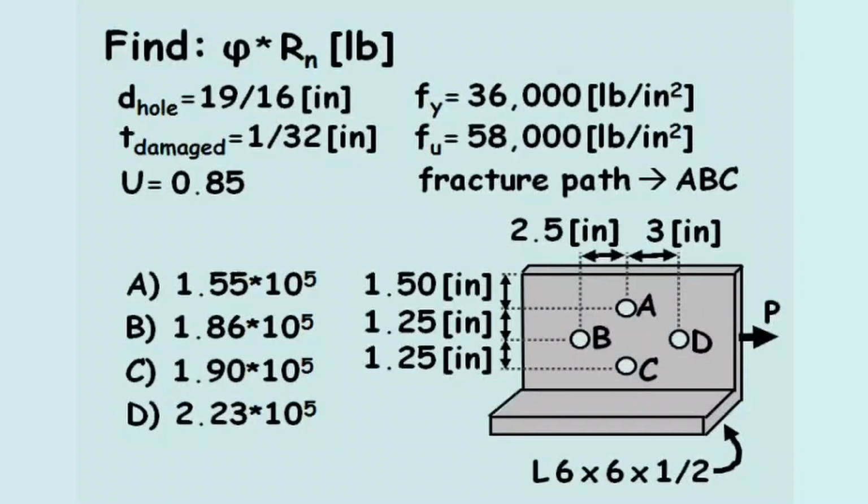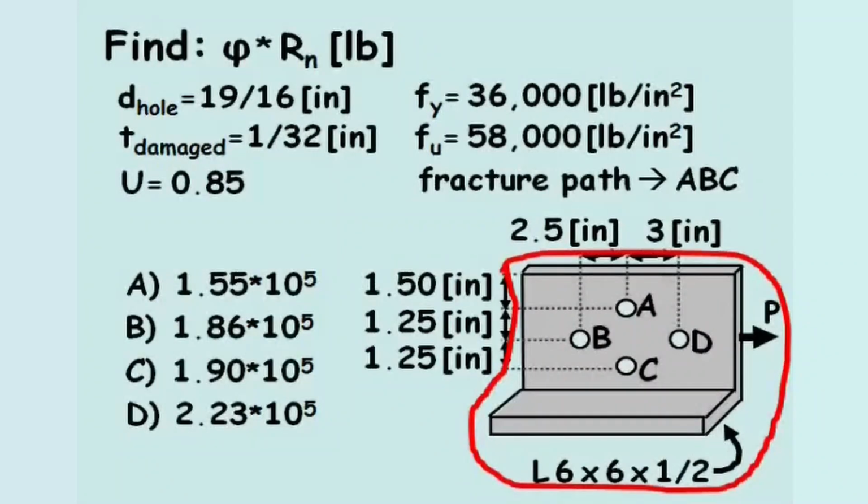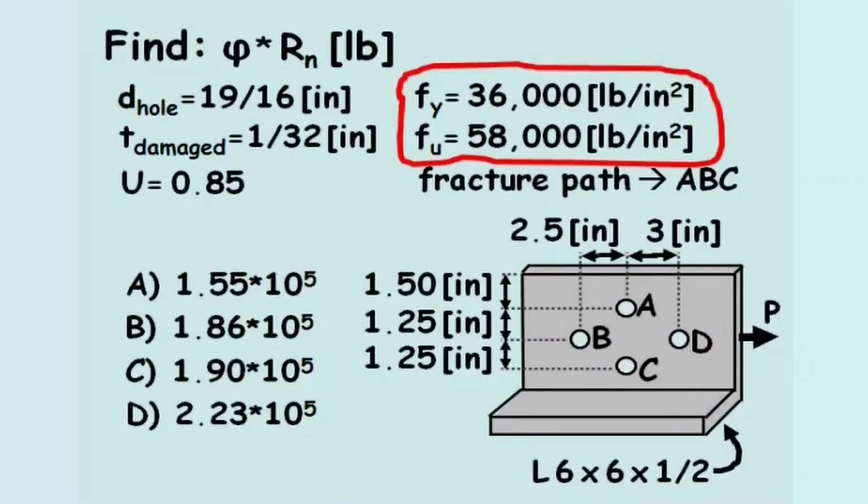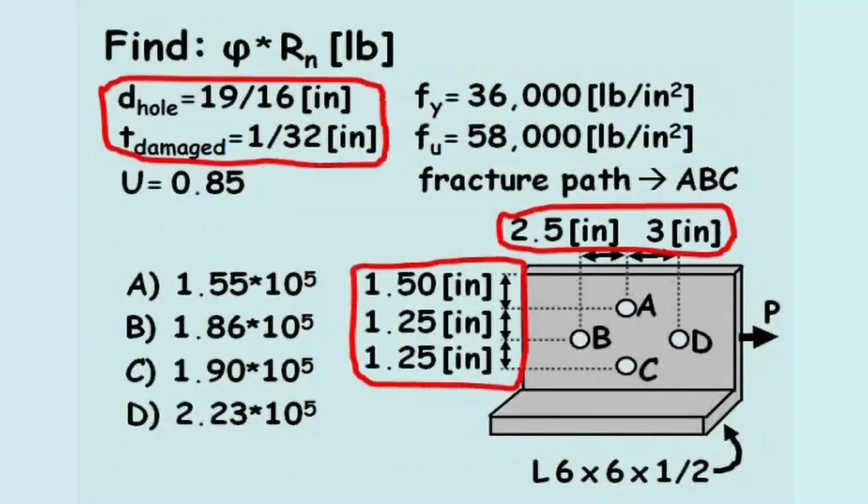Find the design strength in pounds. In this problem, a 6 by 6 by 1/2 L-beam is subjected to a load P. The yield stress and ultimate stress of the steel are provided, as well as various dimensions of the bolt hole size and their locations in the beam.